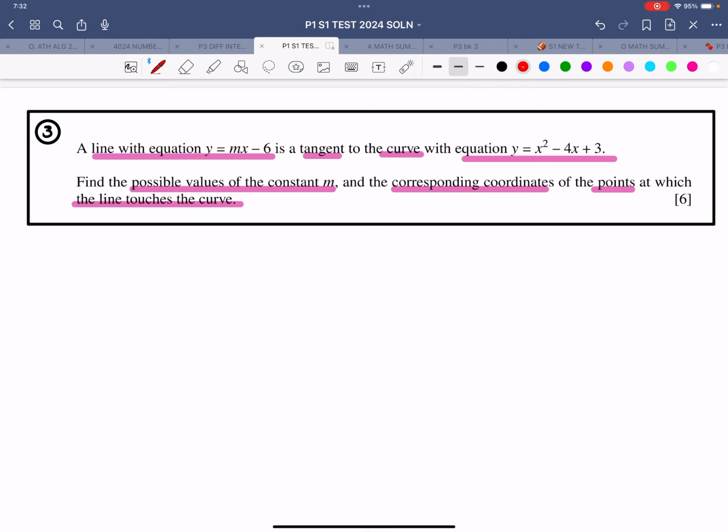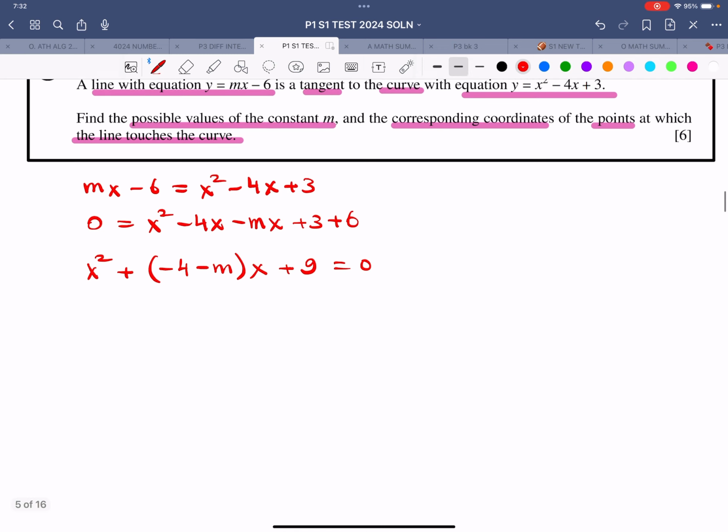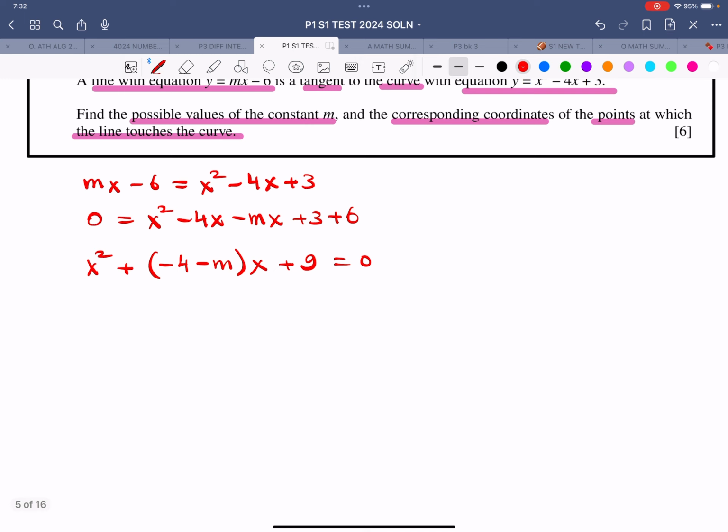y equals mx minus 6. So mx minus 6 equals x squared minus 4x plus 3. Take everything on the right hand side: x squared minus 4x minus mx plus 3 plus 6. So therefore this is x squared, and take a positive common, and minus (4 plus m) is the coefficient of x, plus 9 equals 0. That is the single quadratic equation.